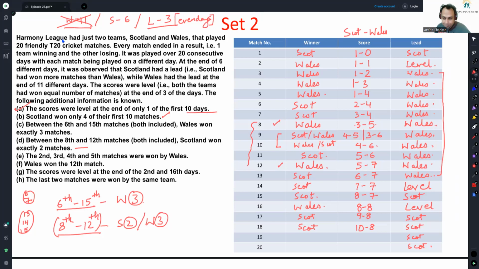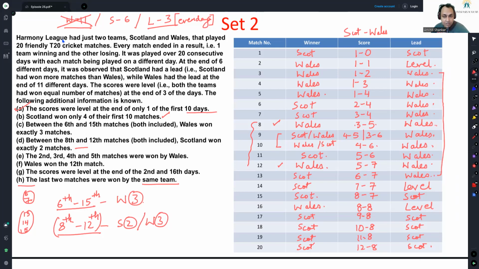For the last two, let's see. The only information point left is the last two matches were won by the same team. Now, if Wales had won both these matches, do you see, finally, the scoreline would have become level, 10-10. The fact that Scotland is leading at the end of the 20 matches means that Wales cannot possibly win the last two matches. The last two matches would necessarily be won by Scotland only, and the scoreline would thus turn to 11-8 and 12-8. We now have scoreline after every match except 9th.